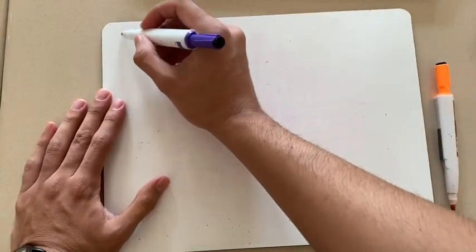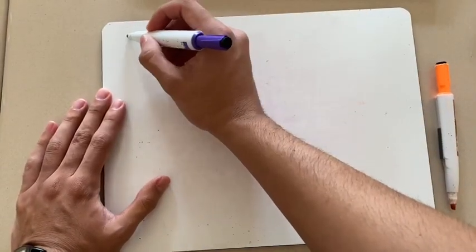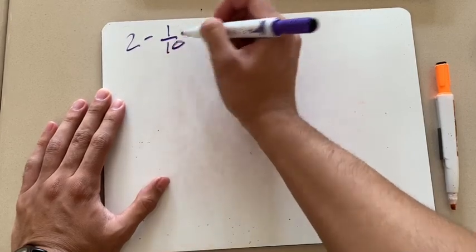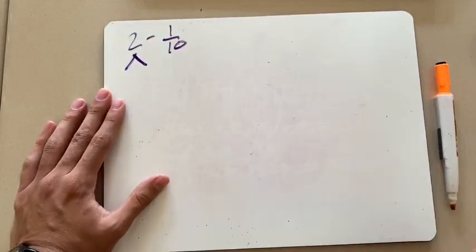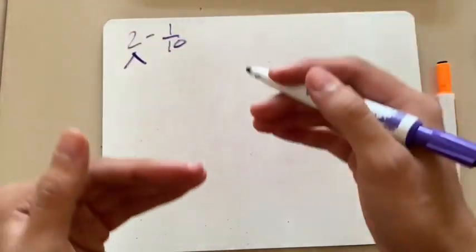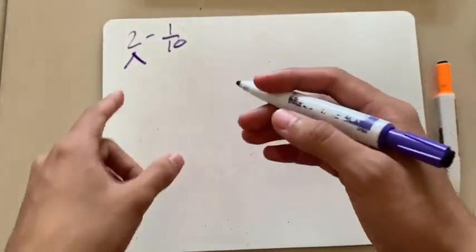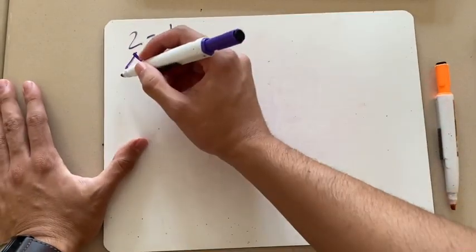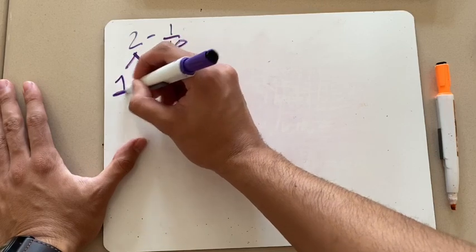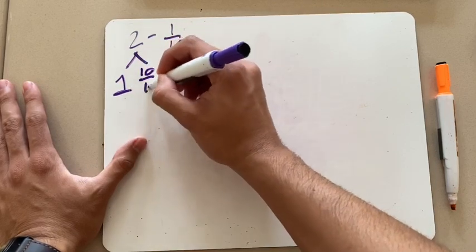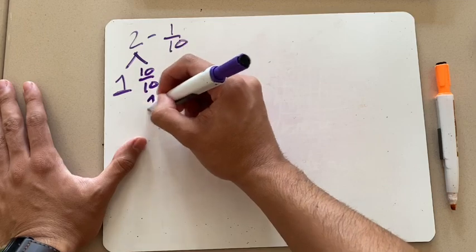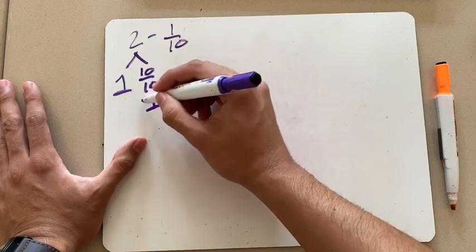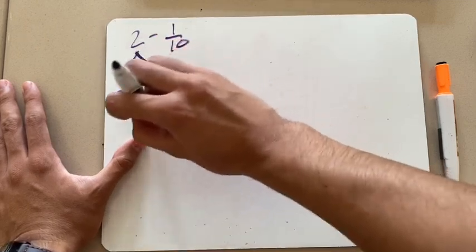I have 2 minus 1/10. How can I break apart this number? Think about it. How can I break apart this 2? Well, I could break it apart as a 1 and then 10 over 10, right? Because 10 over 10, that's just 1 whole. So then 1 plus 1 will give me 2. All right?